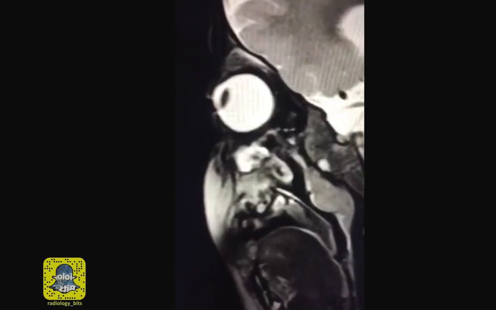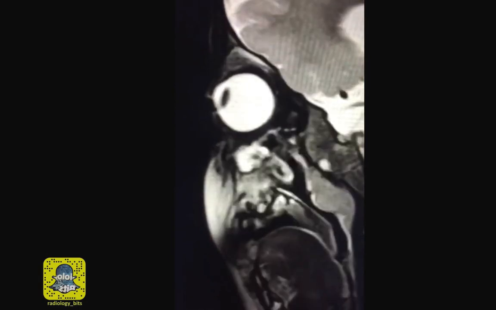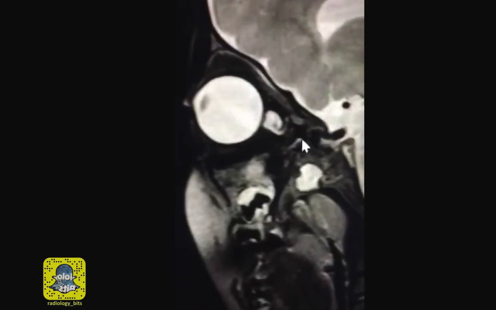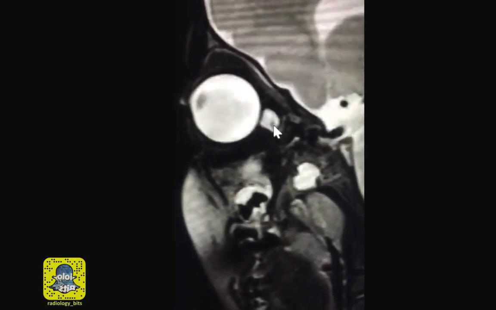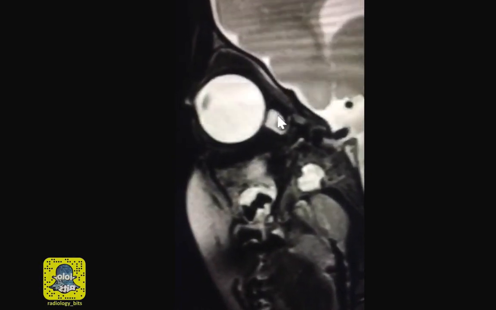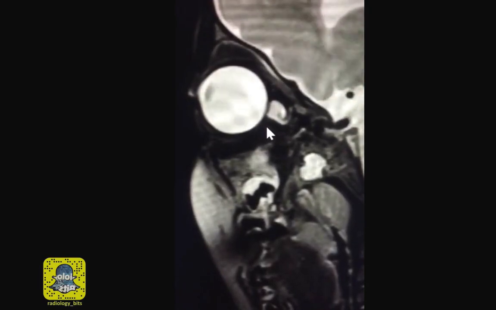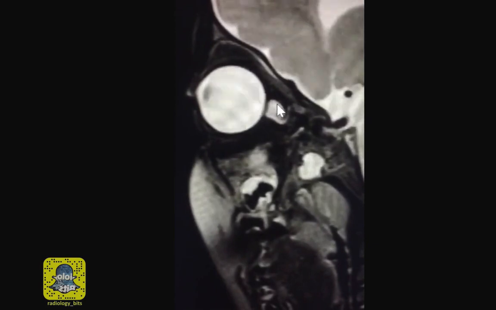Now let's look at what we thought is abnormal on the left side. So this is the left side in sagittal T2 weighted images. You see the optic nerve here, and you see dilatation of the CSF containing space around it. Remember, this is a fat saturated image, so fat is dark and depressed, and this is not.